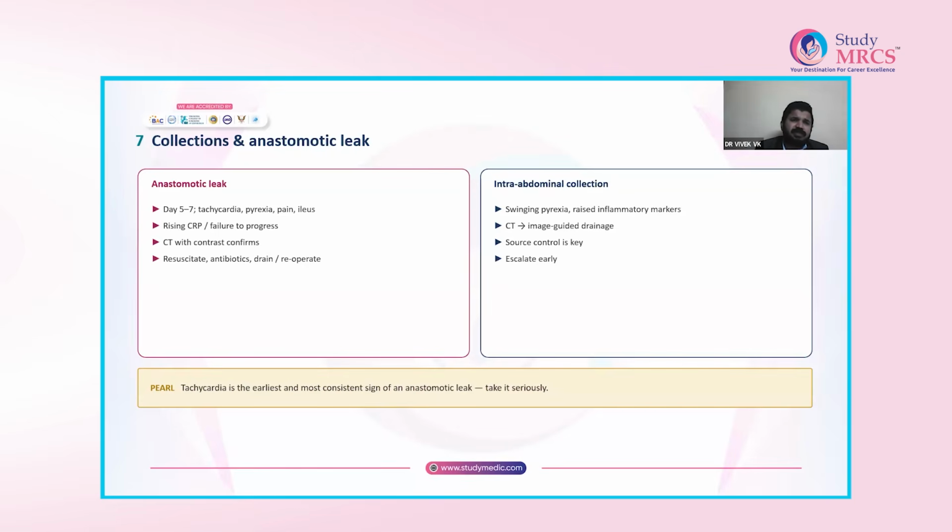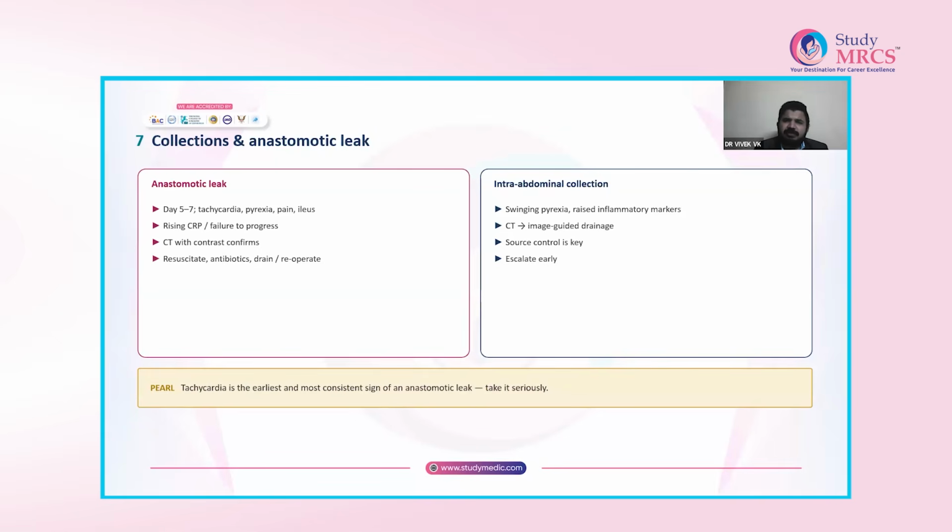So how will you confirm the anastomotic leak? Obviously, you have to consider a contrast enhanced CT scan. There will be contrast leak at the site of the anastomotic leak. You have to resuscitate the patient and give antibiotics according to local trust policy. In most situations, you have to take the patient again into theatre for a re-laparotomy.